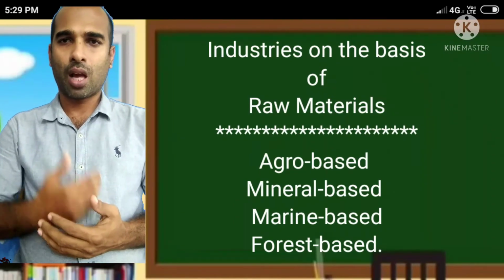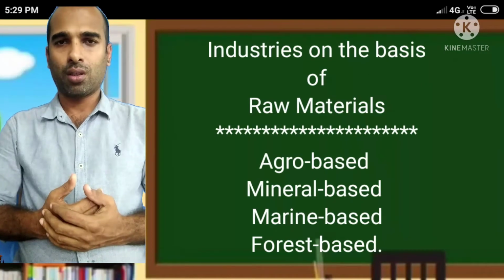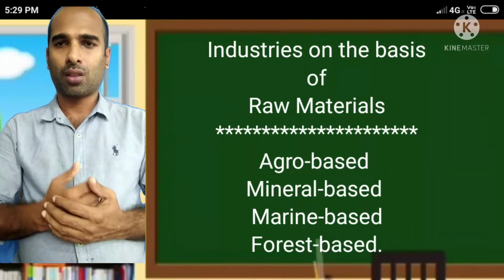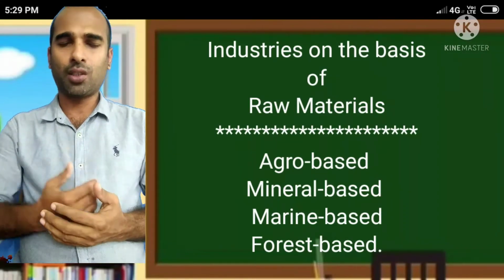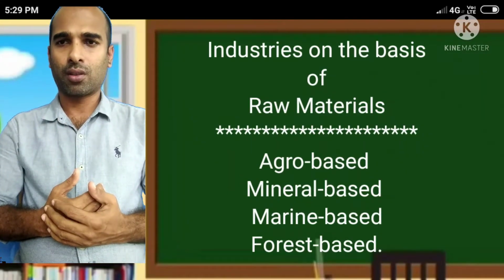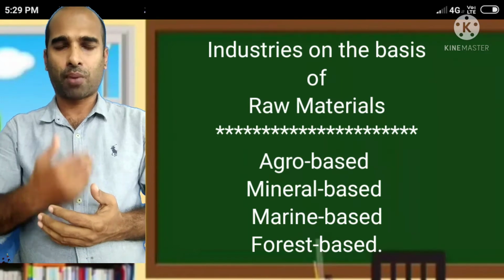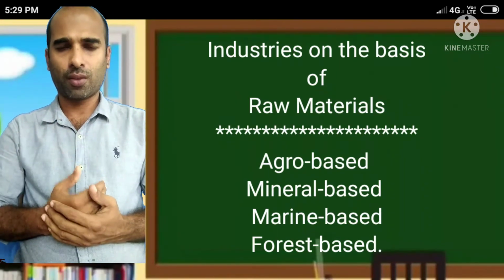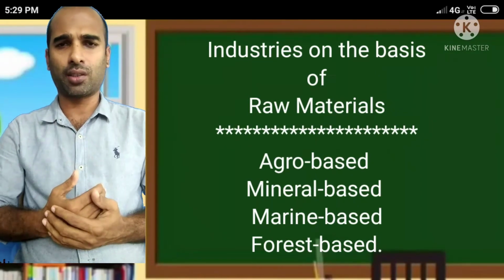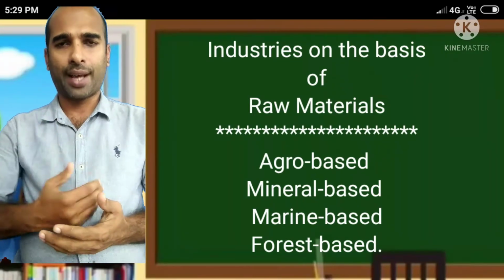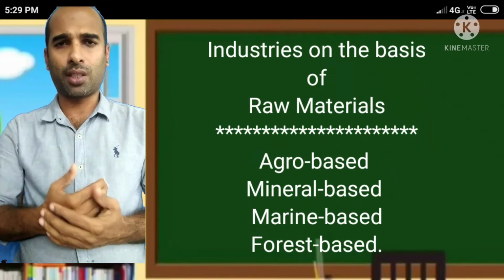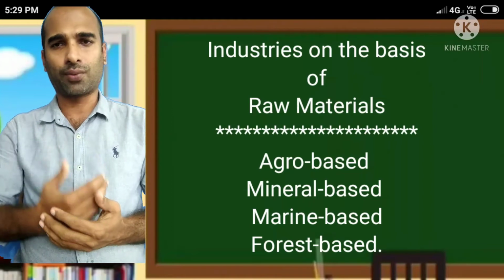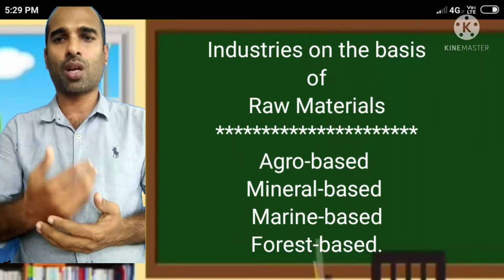First, agro-based industries. What are agro-based industries? The industries which use raw materials from plants and animals. That is the agro-based industries. The base of this industry is plants or animals. So the raw materials which come to the agro-based industry are from plants or animals.